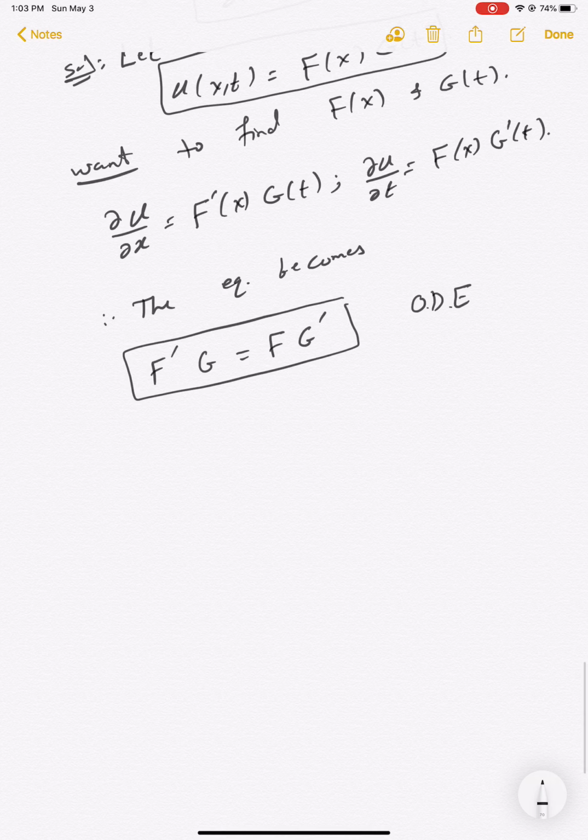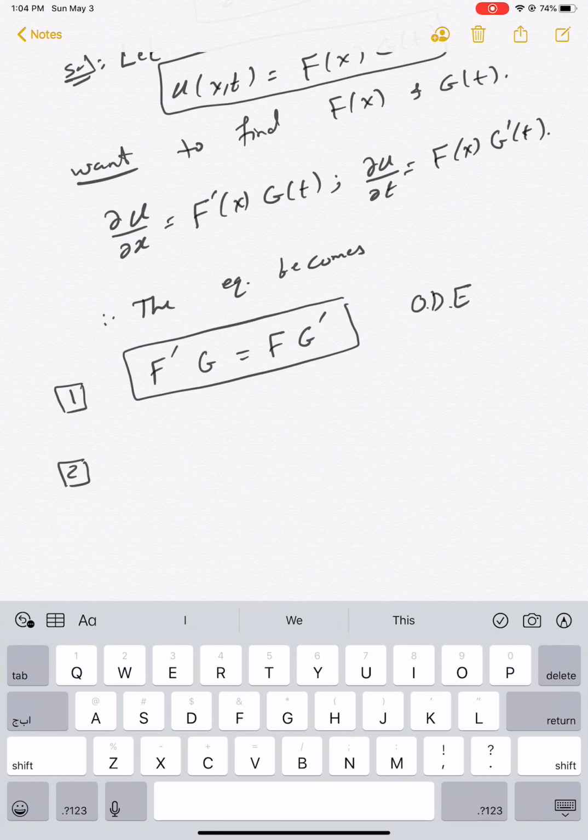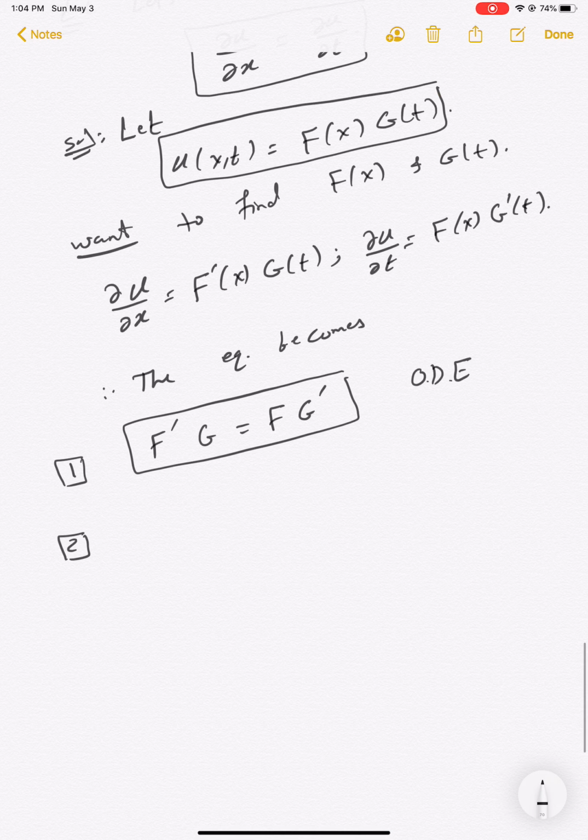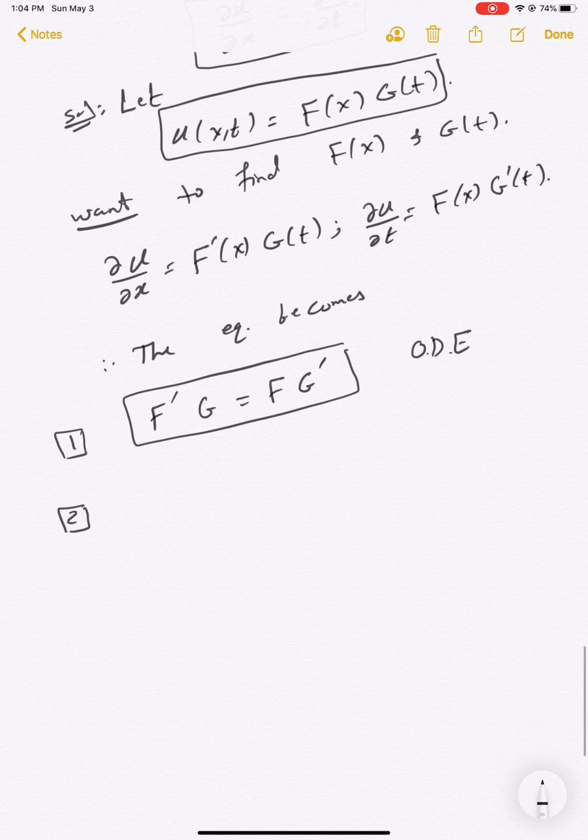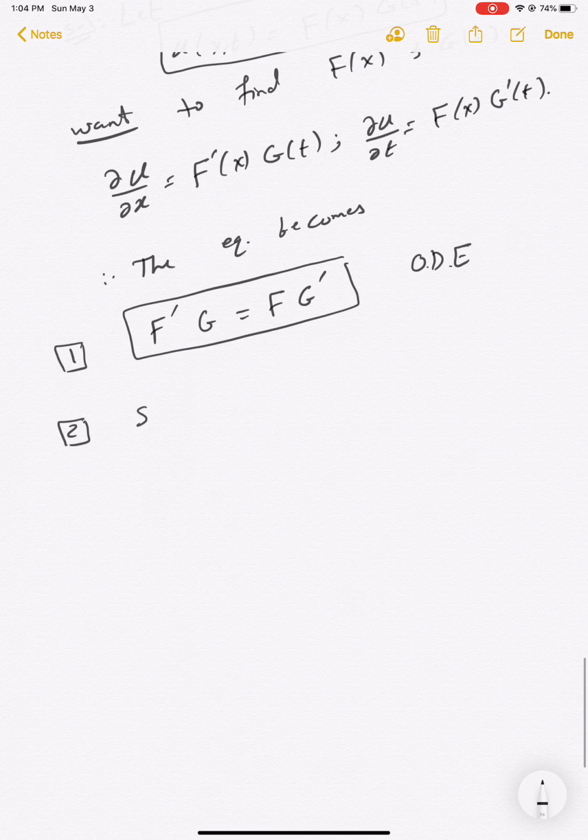So let's say this is the first step in solving using separation of variables. The second step, and this is the other reason for the name: we call the method separation of variables for two reasons. The first reason is that you assume u is separated, f of x times g of t. The second reason is that after substituting into the equation, you try to separate f from g.